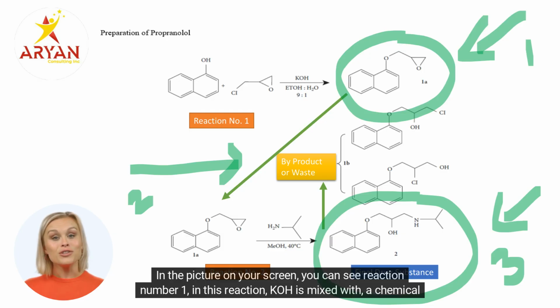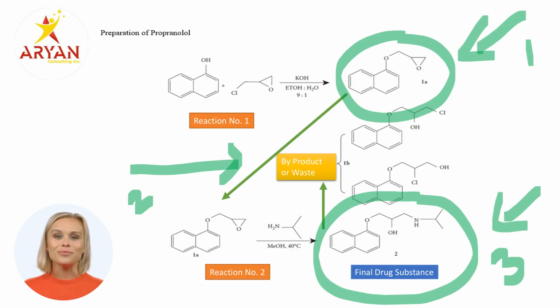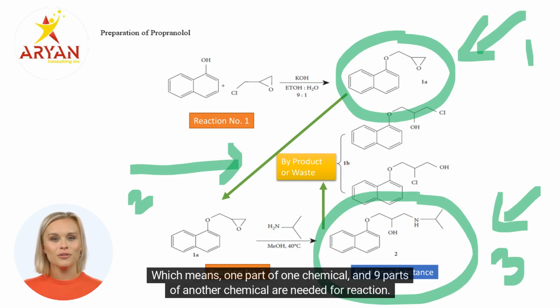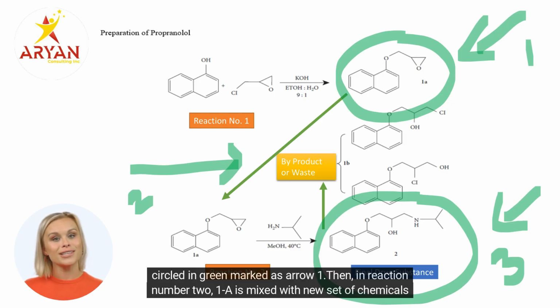In the picture on your screen, you can see reaction number 1. In this reaction, KOH is mixed with a chemical below it with a ratio of 9:1, which means 1 part of one chemical and 9 parts of another chemical are needed for reaction. Then it turns into another chemical after the reaction number 1, which is 1 on top right on your screen, circled in green, marked as arrow 1.